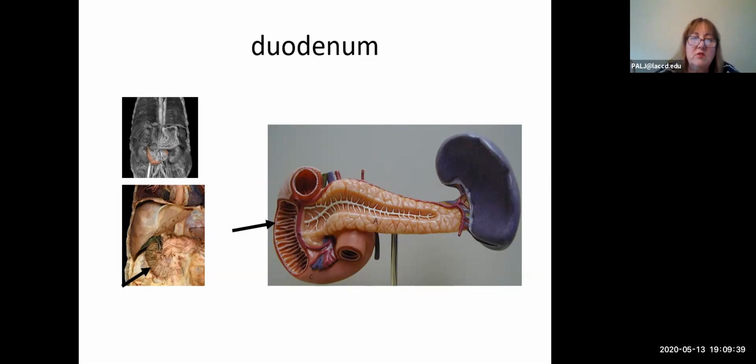And so the duodenum, I'm going to flip to this model right here. And this model basically is showing the spleen in the left upper quadrant, and the stomach would be sitting right here. Okay. But the stomach has been taken out so you can see what is behind the stomach, which is that yellow long structure. So this is just past the pyloric sphincter.